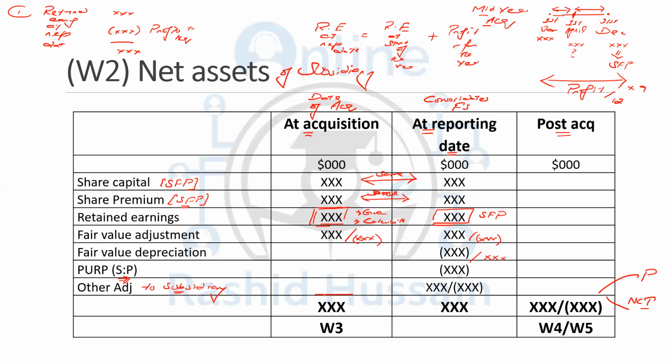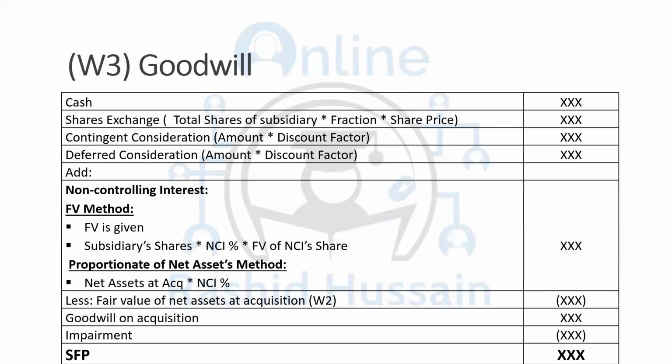Then this is the net assets at acquisition. This is the net assets at the reporting date. And the difference between these two, let's assume, name this thing as A, name this thing as B. So B minus A is equal to the post-acquisition profit or loss, which needs to be shared to the parent and the non-controlling interest. And now we have the working number 3, which is the goodwill.